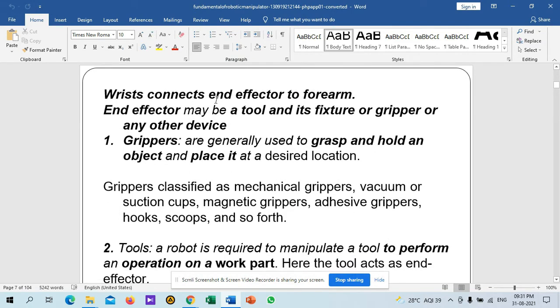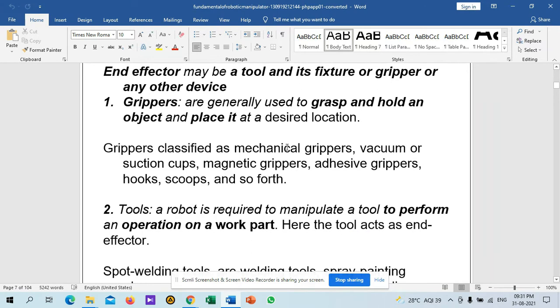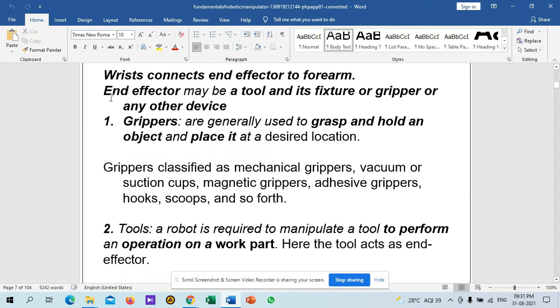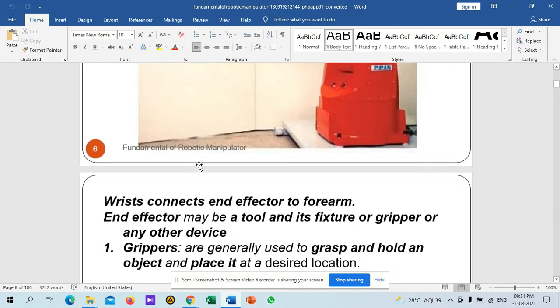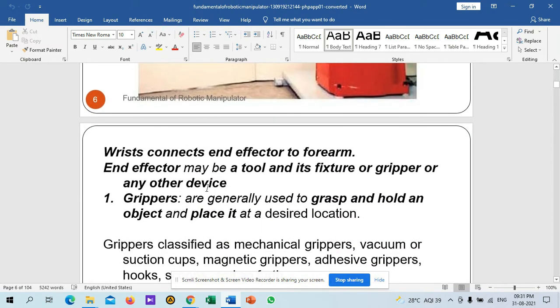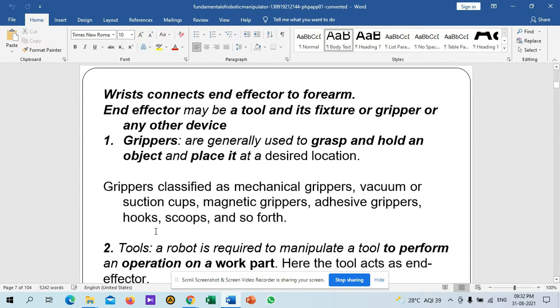Here we have a gripper and tools, right? The wrist connects an end effector to the forearm. The end effector may be a tool or fixture, or a gripper or any other device. A gripper is generally used to grasp or hold an object and place it at a desired location.